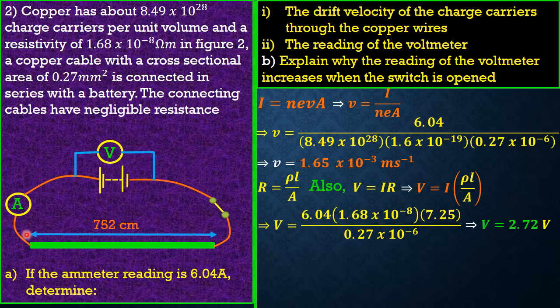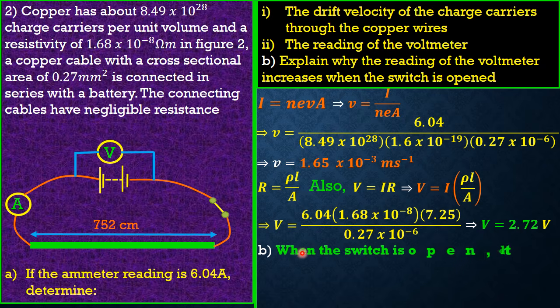Okay, it has some resistance, so some potential difference is going to be dropped across the wire. Whenever this switch is open, it means this circuit that has the wire becomes an open circuit, meaning no potential difference is dropped across the wire, so the voltmeter now measures just the EMF of this cell, which always has a maximum value.